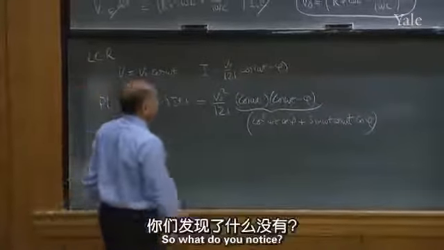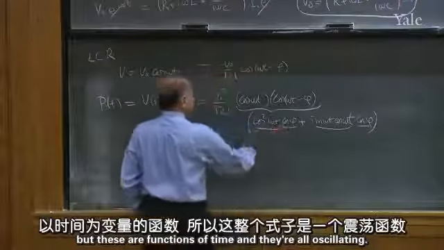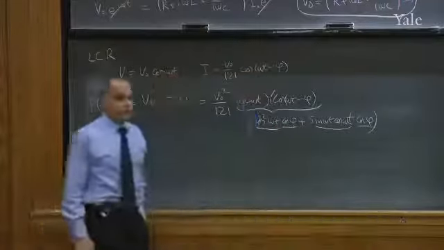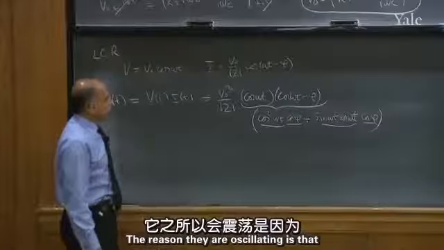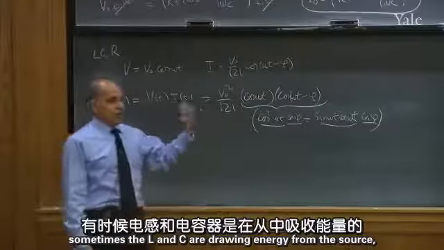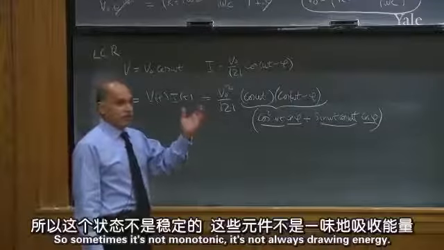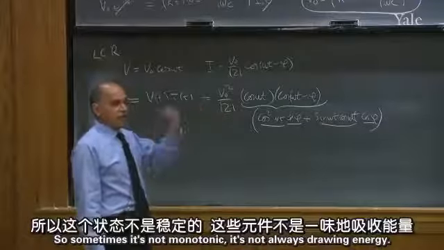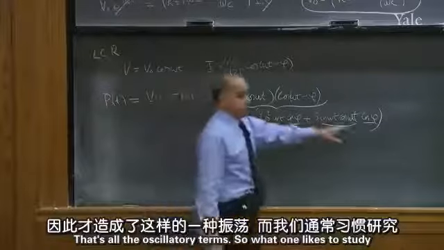So what do you notice? Cos phi and sine phi are some constants, but these are functions of time, and they're all oscillating. The reason they're oscillating is that when you drive a current in these circuits, sometimes the L and C are drawing energy from the source, sometimes they're giving it back. So it's not monotonic, it's not always drawing energy, sometimes it's taking it, sometimes it's giving it back. That's all the oscillatory terms.